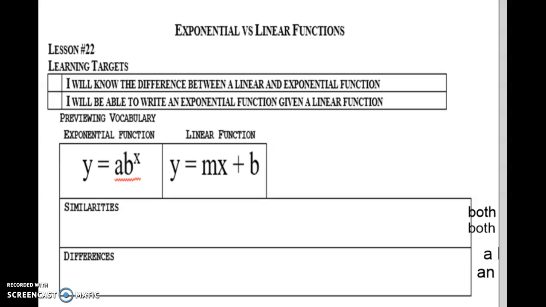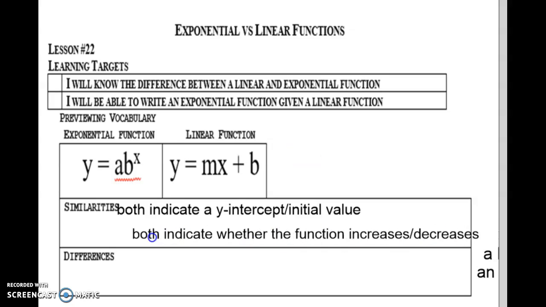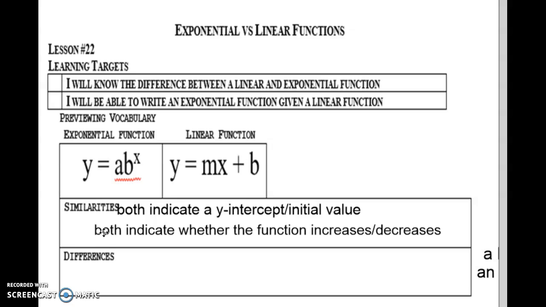In addition to that, they both indicate a y-intercept or an initial value. So in their equation, they'll tell you where the starting amount is. Okay, and they both indicate whether the function increases or decreases. Now let's remember, when the slope is positive, it rises and goes up. But when the slope is negative, it comes down as it goes to the right.